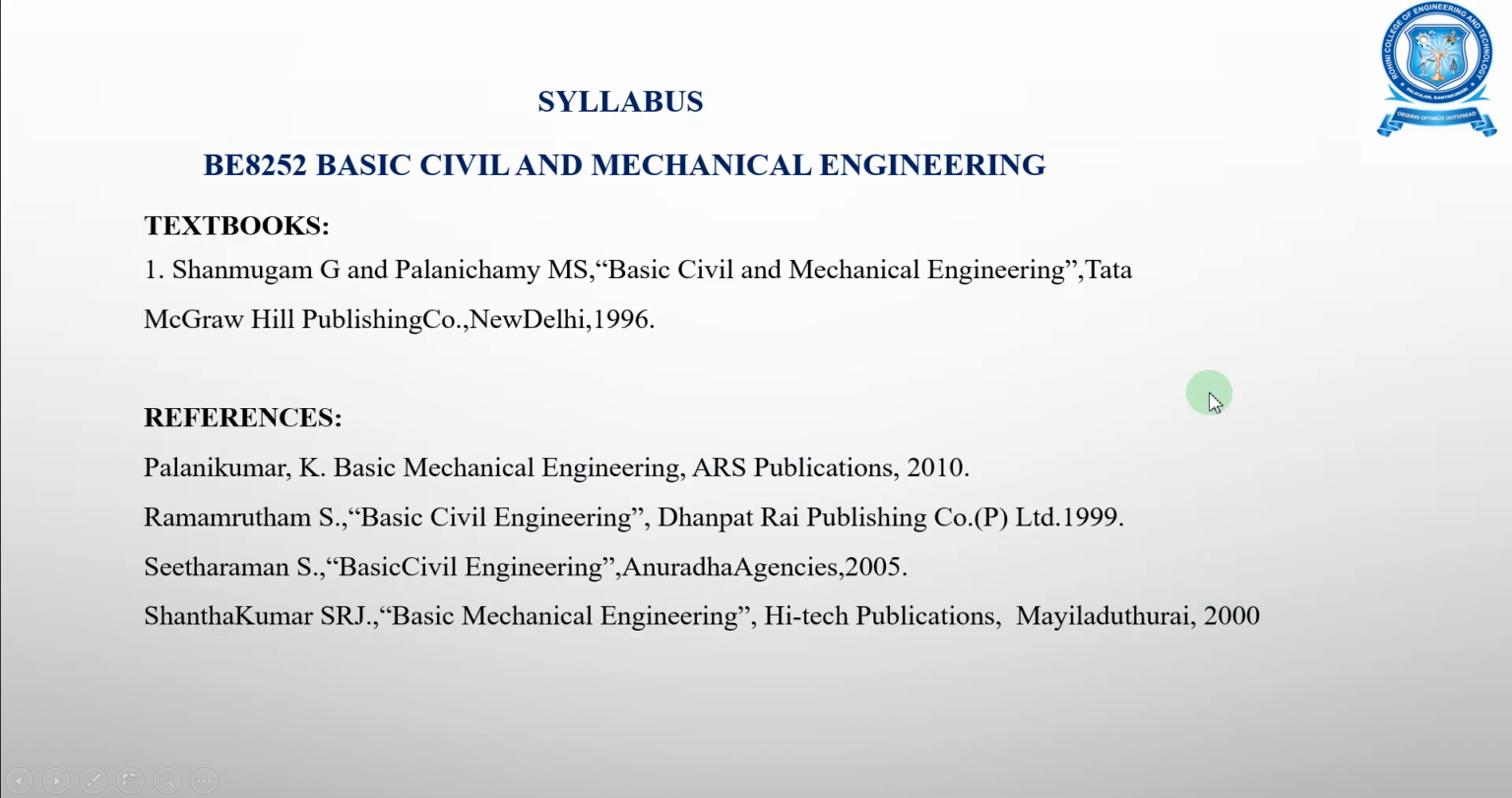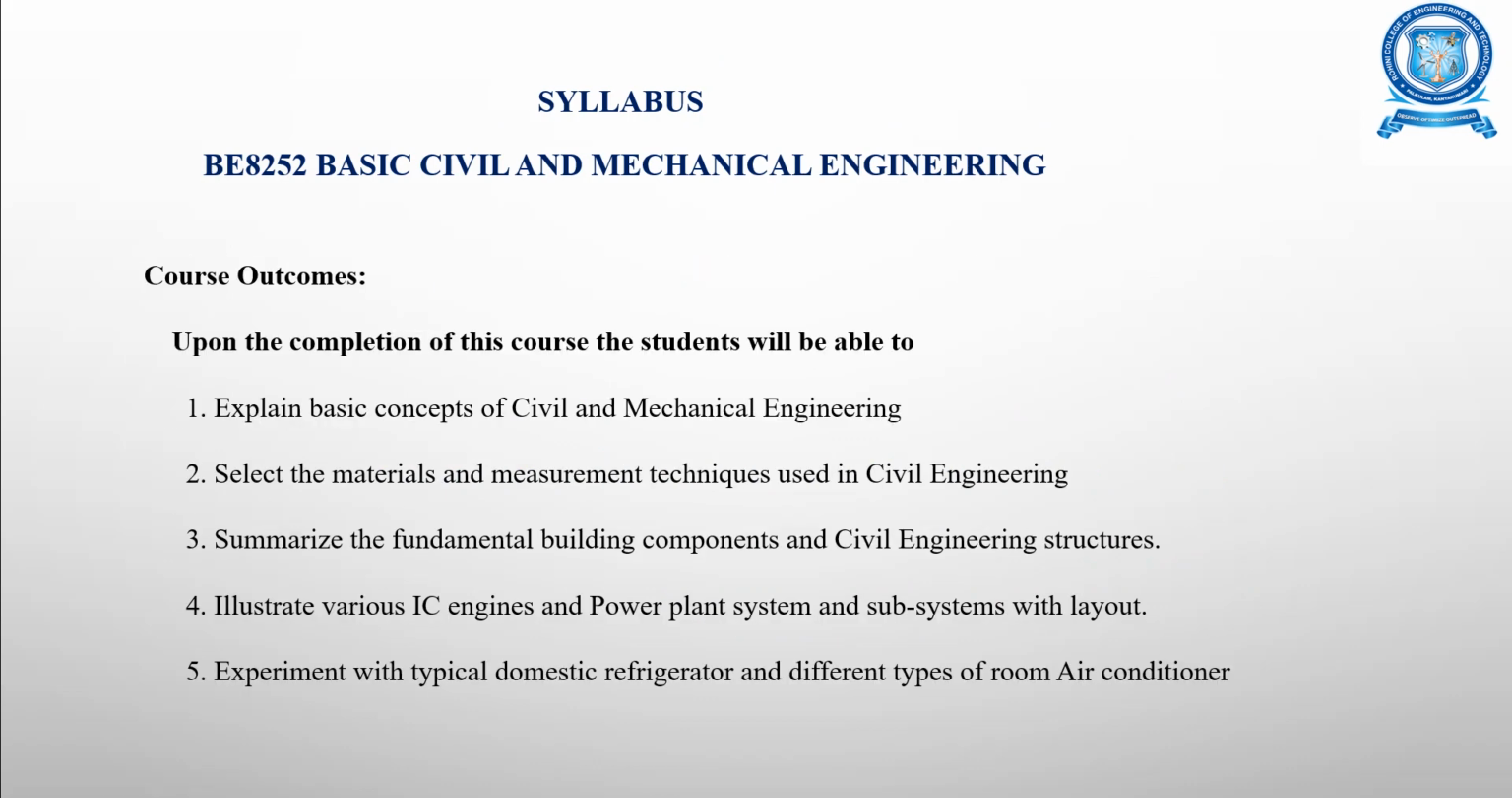These are the textbooks and reference books for the course Basic Civil and Mechanical Engineering. And the course outcomes: after completion of this course, the students will be able to experiment with a typical domestic refrigerator and different types of room air conditioner upon completion of this final 5th unit of this course.